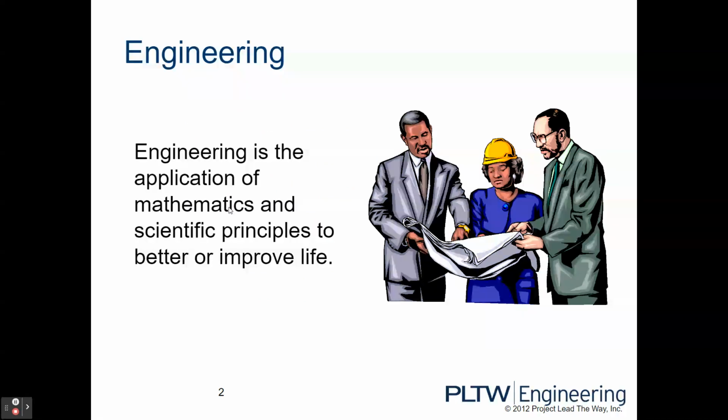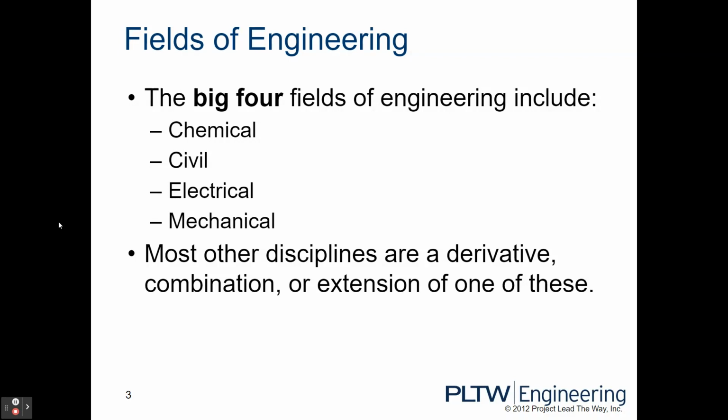Engineering, the textbook definition, is the application of mathematics and scientific principles to better improve life. There are four major fields of engineering. They call them the big four. You have chemical, civil, electrical, and mechanical. We will learn about all of those by the time you get into your POE class, Principles of Engineering, your second year course next year.